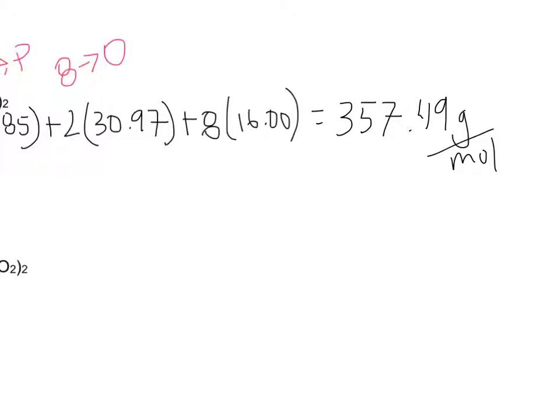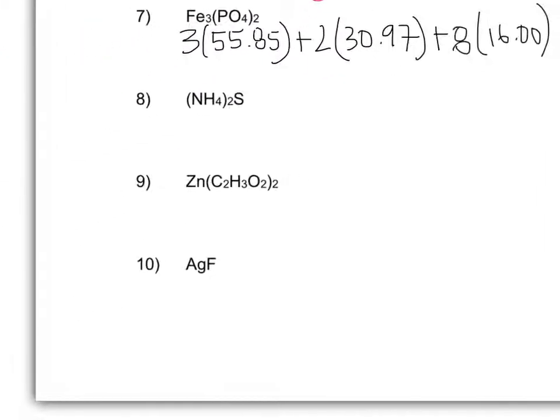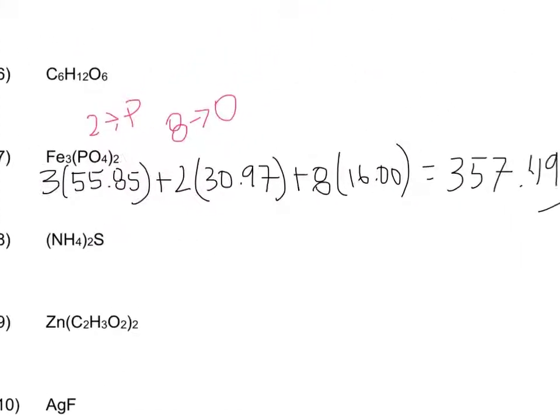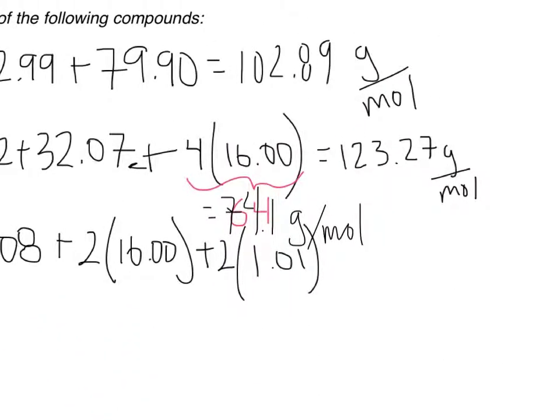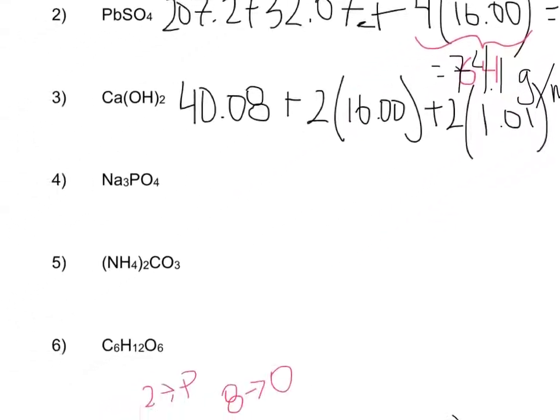And you're writing these on your paper. You're going to turn these in, and on the next page, I'll show you the answers. I just want to verify that ours are correct, because there may be some rounding differences, which isn't a big deal. For number 1, I'm writing this down on my paper just to check, we got 102.89 grams per mole. Number 2, we got 123.27. Number 3, what did we get?